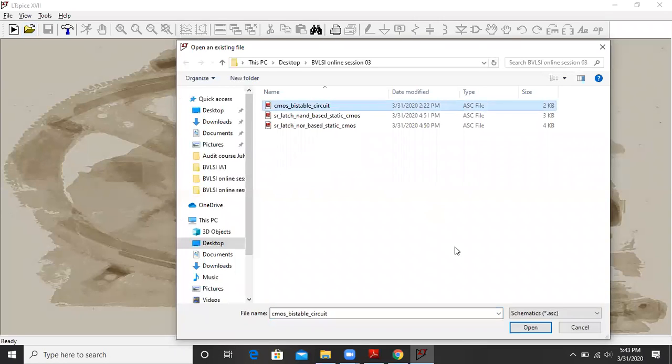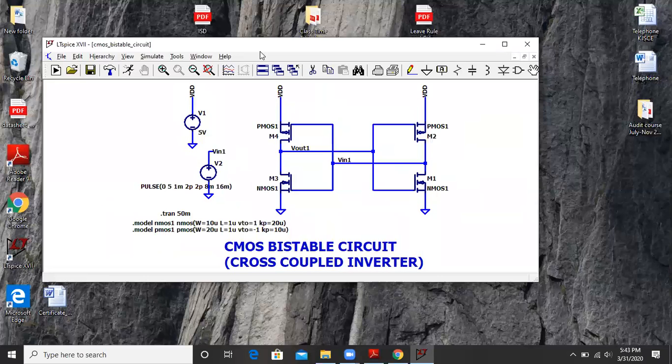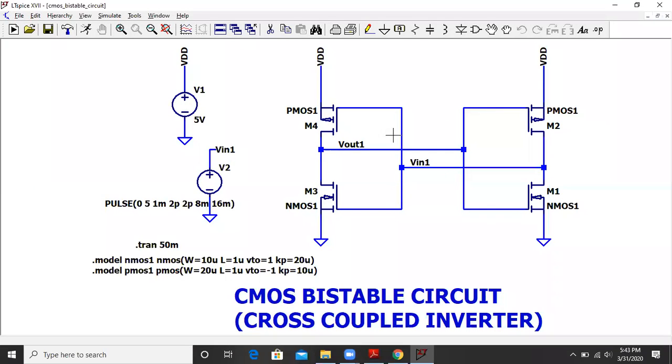We will simulate a CMOS bi-stable circuit. So this is my CMOS inverter 1, CMOS inverter 2, and they are cross coupled like this. The output of the first is connected to the input of the second, and the output of the second is connected back to the input of the first. So this is my CMOS bi-stable circuit, a cross-coupled inverter. Let us check the output of this.